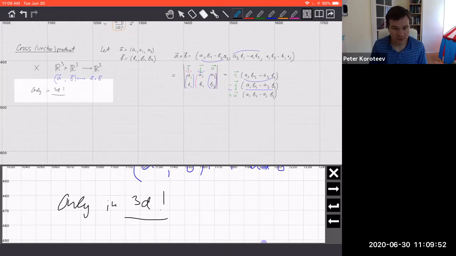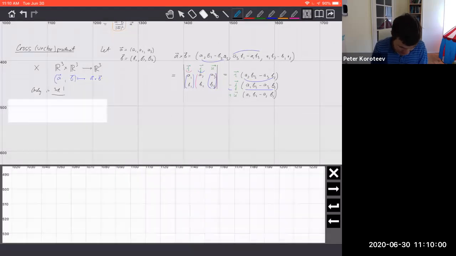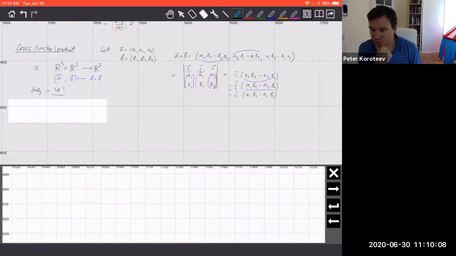Good. Well, we can do some calculations and some examples, but let's first prove some properties. Will the cross product be orthogonal to its components? Yes, that is the case, and we'll prove it in a second.